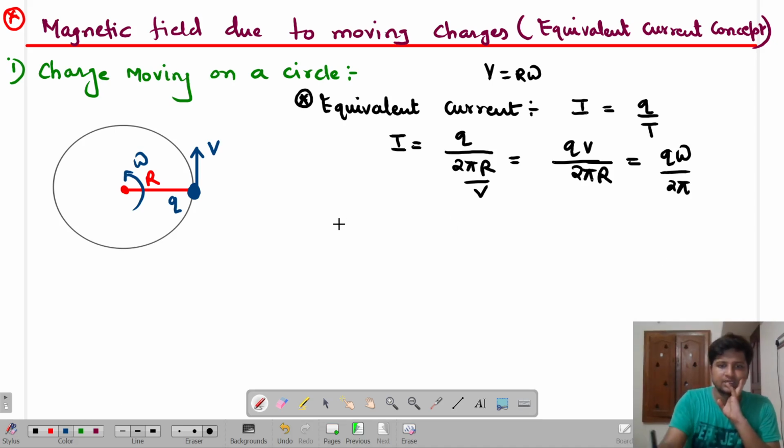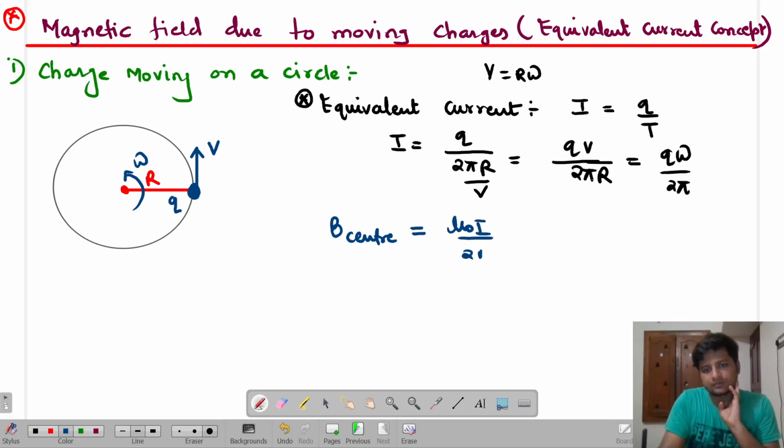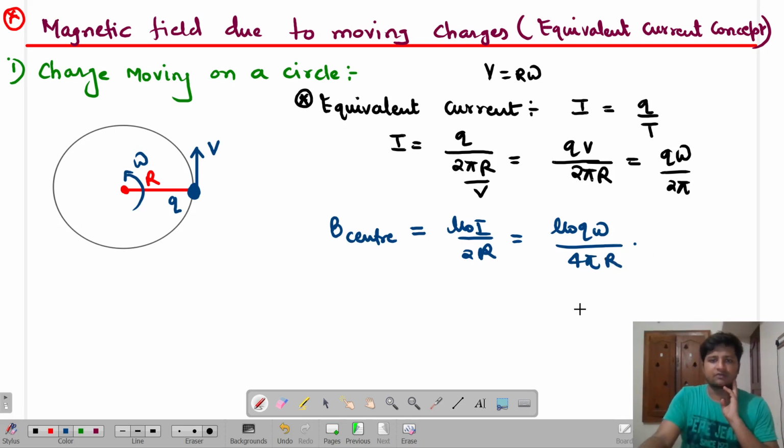So the magnetic field at the center due to current in a circular loop is given as what? Mu naught I by 2r. Put it in: mu naught q omega by 4 pi r. That's my magnetic field at the center when a charge rotates in a circular way. Got it or not? Is this clear?